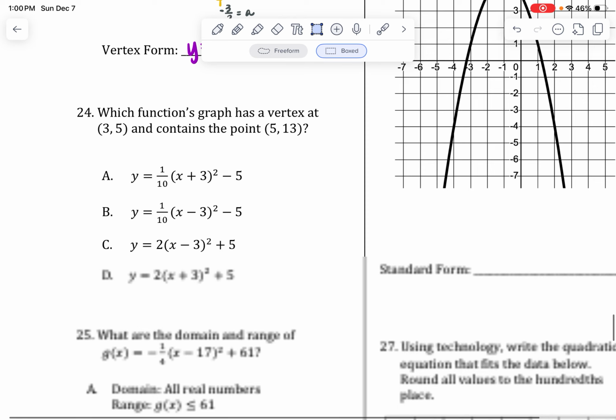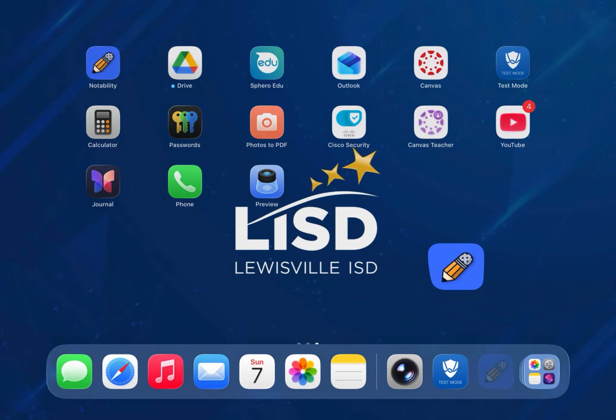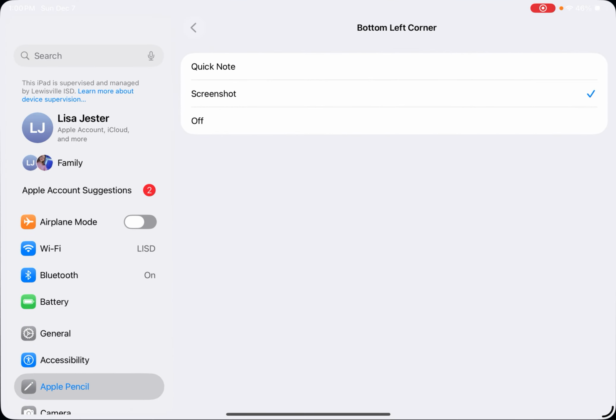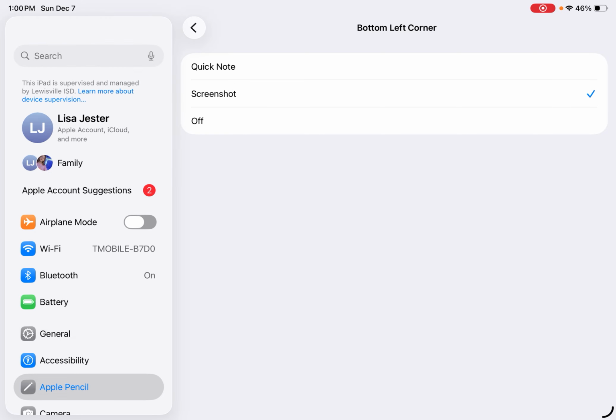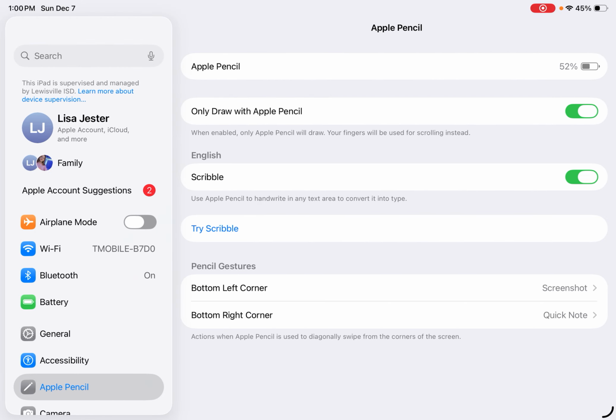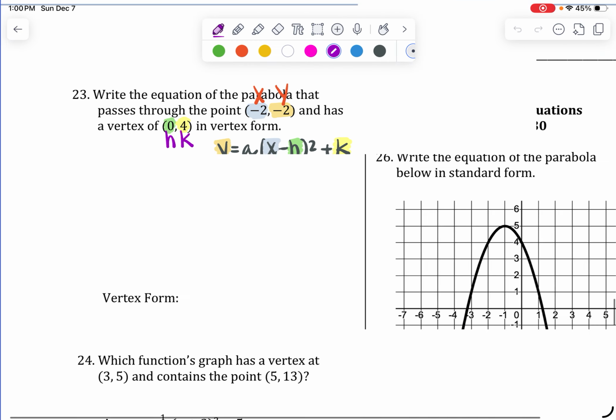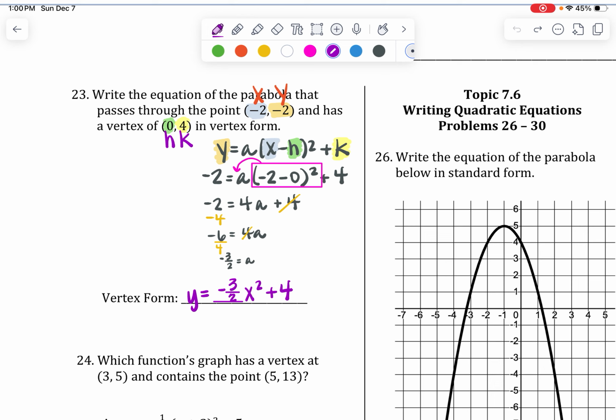Well, my Apple Pencil doesn't seem to want to function any longer. Oh, goodness. Sorry, I'm going to check my Apple Pencil. Oh, it's not even connected. Yes, it is, and it has charge. All right, why are we not working? There we go. Just need a little help.